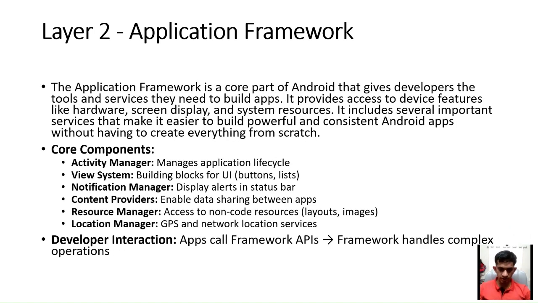Now we're going to talk about the second layer, which is the application framework layer. It's a core layer which provides tools and services for developers. It enables access to device features like hardware, display, and resources. Components include Activity Manager, which manages the app lifecycles, View System, which allows us to view the UI components, Notification Manager to handle alerts in the status bar, Content Providers to enable data sharing between apps.